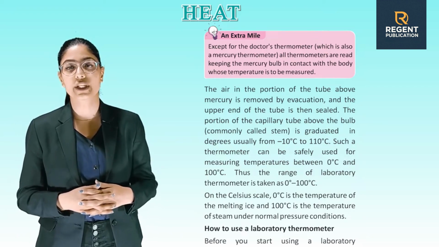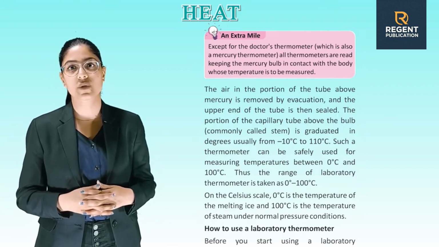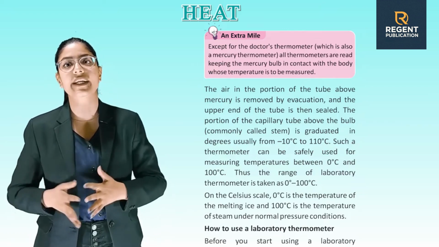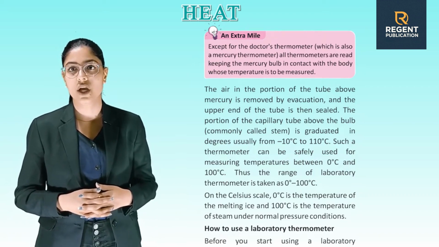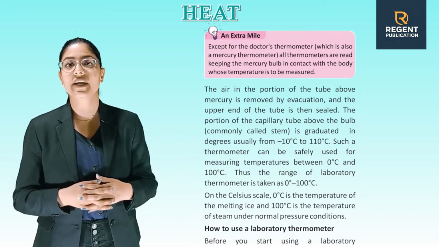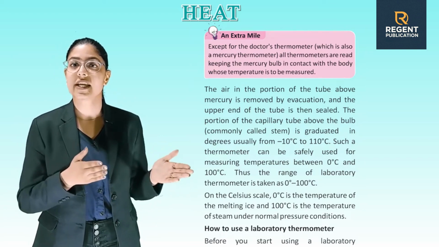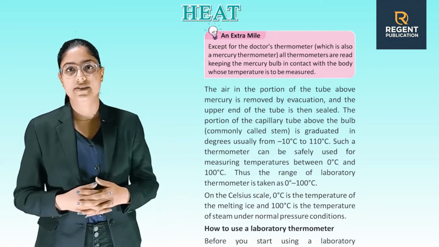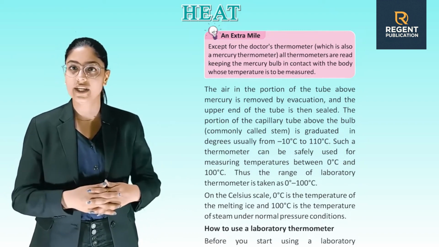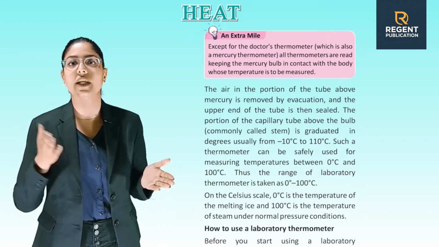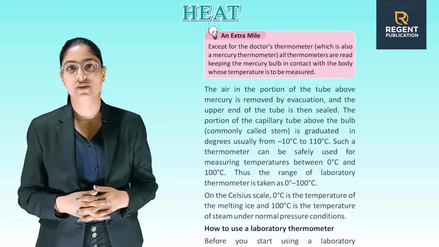The portion of the capillary tube above the bulb, commonly called the stem, is graduated in degrees, usually from -10°C to 110°C. Such a thermometer can be safely used for measuring temperature between 0°C and 100°C. Thus, the range of a laboratory thermometer is taken as 0° to 100°C. On the Celsius scale, 0° is the temperature of melting ice and 100° is the temperature of steam under normal pressure conditions. How to use a laboratory thermometer?